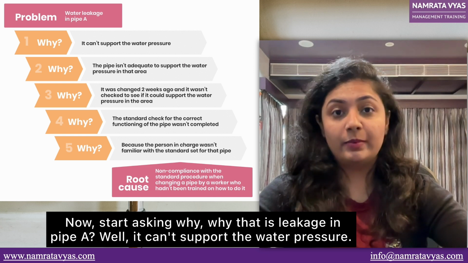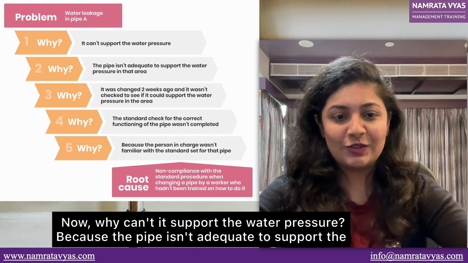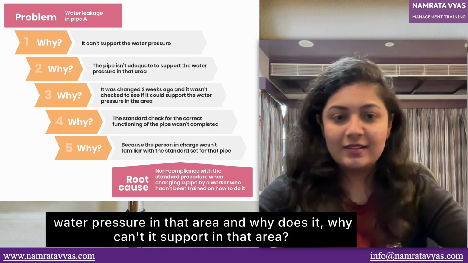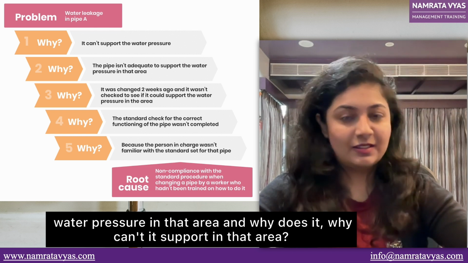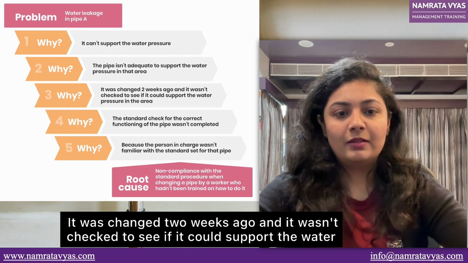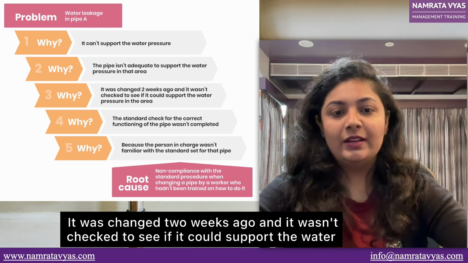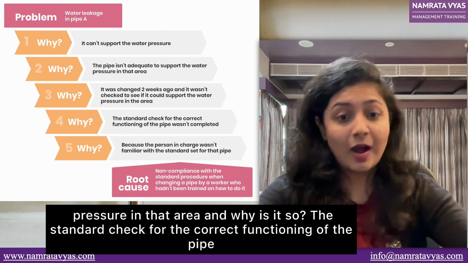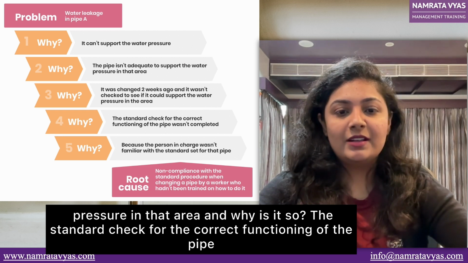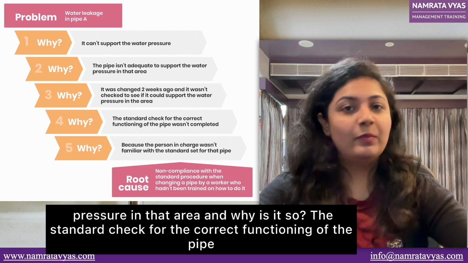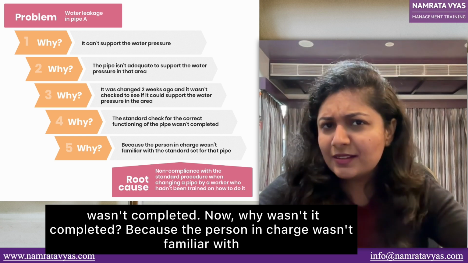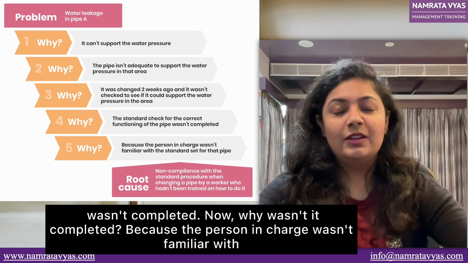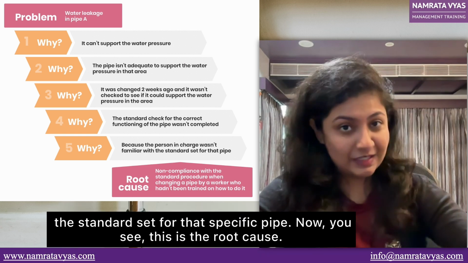Well, it can't support the water pressure. Now, why can't it support the water pressure? Because the pipe isn't adequate to support the water pressure in that area. And why is that? It was changed 2 weeks ago, and it wasn't checked to see if it could support the water pressure in that area. And why is it so? The standard check for the correct functioning of the pipe wasn't completed. Now, why wasn't it completed? Because the person in charge wasn't familiar with the standard set for that specific pipe.